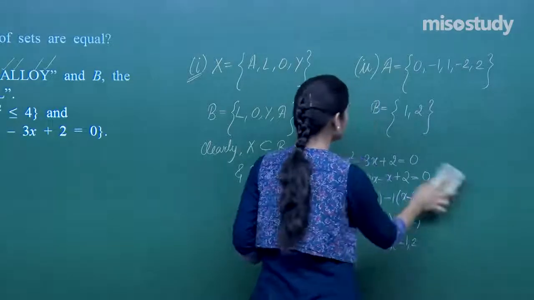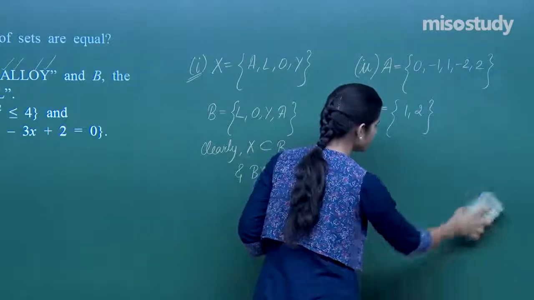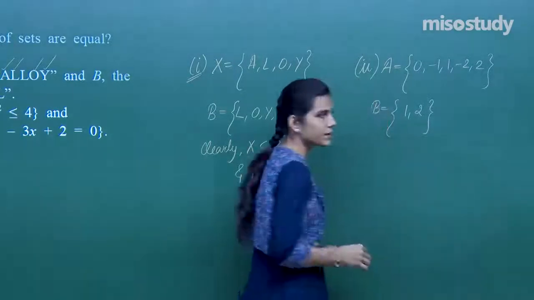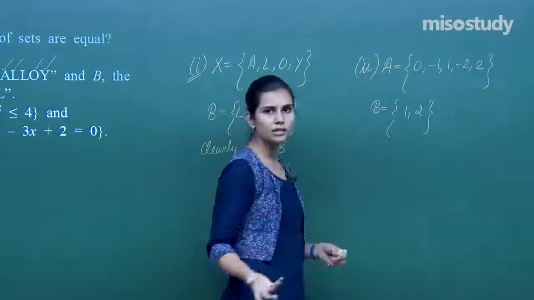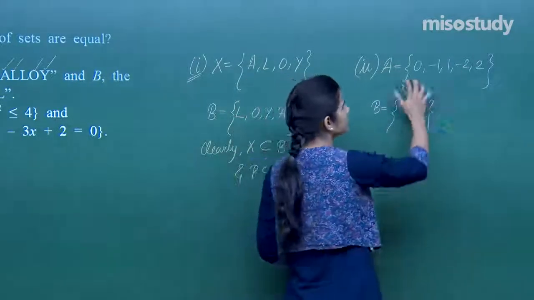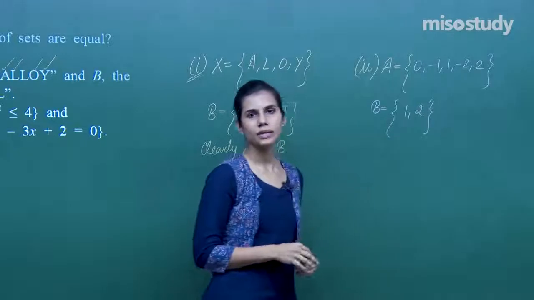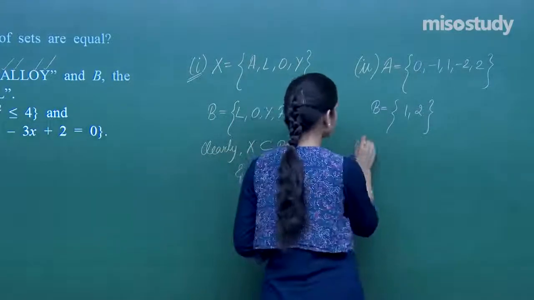Fine. Now you can see if I need to show A is equal to B, A should be contained in B and B should be contained in A. Clearly right now you can see A is not equal to B. This has 2 elements, this has 5 distinct elements. How can they be equal sets? But mechanically, what are you going to write?